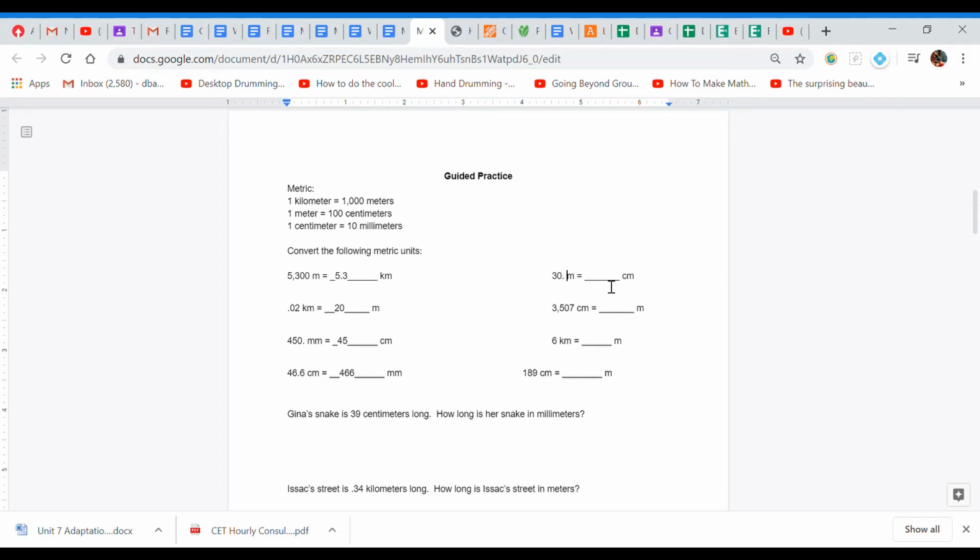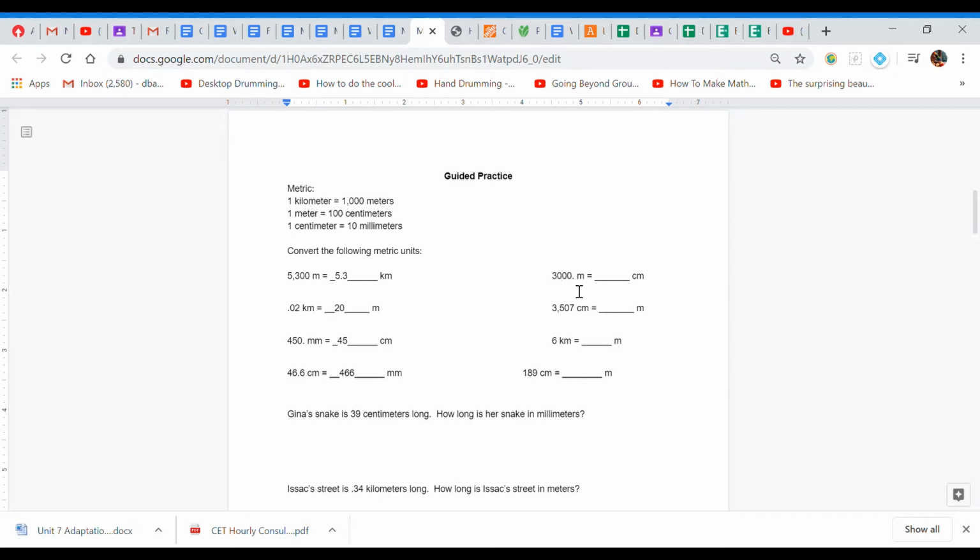If I move to the right, I have to put a 0 in this place. The decimal will be here because there are no numbers there. It's going to go from 30 up to 300. I'm sorry, that was a lie. 30 goes 2 place values, with 2 zeros and a decimal. So it should not be 300, but 3,000 is what it should become.